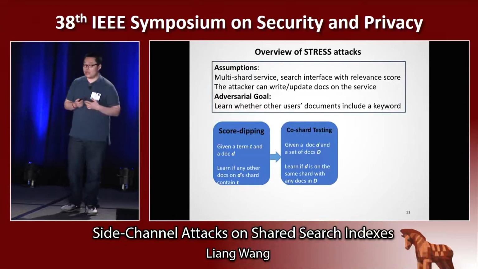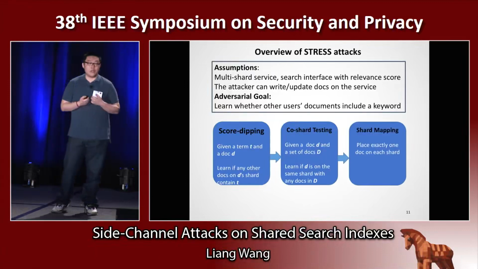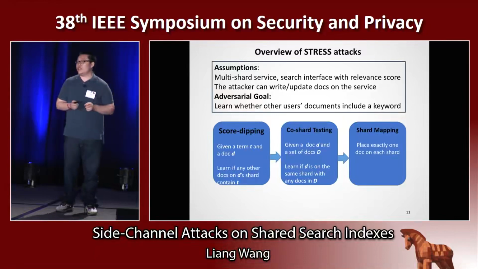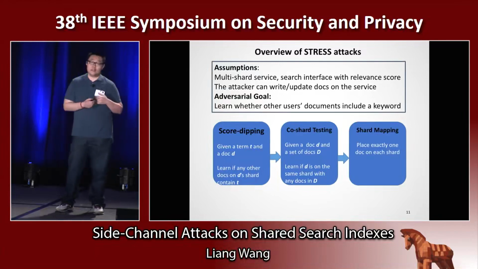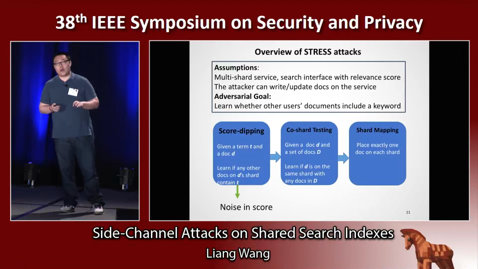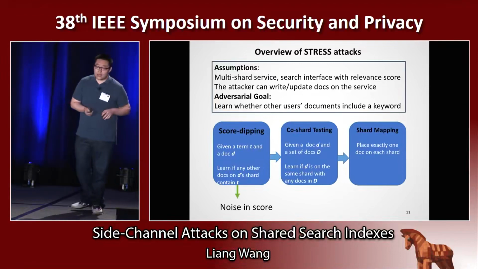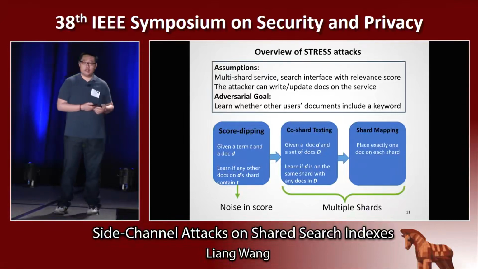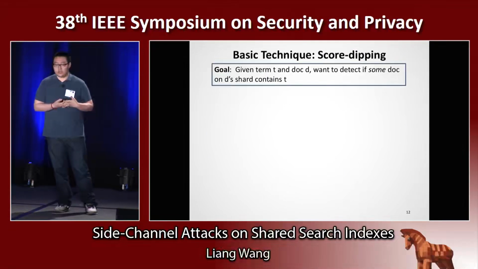And then we use co-shard testing as a subroutine to build a tool called shard mapping. Using shard mapping, we can put exactly one document on each shard of a service. And then we use this document as the identifier for this shard. So the score deeping is robust to the noise in the scoring. And the co-shard testing and shard mapping can help us handle the multi-shard issues. So now I will introduce score deeping.